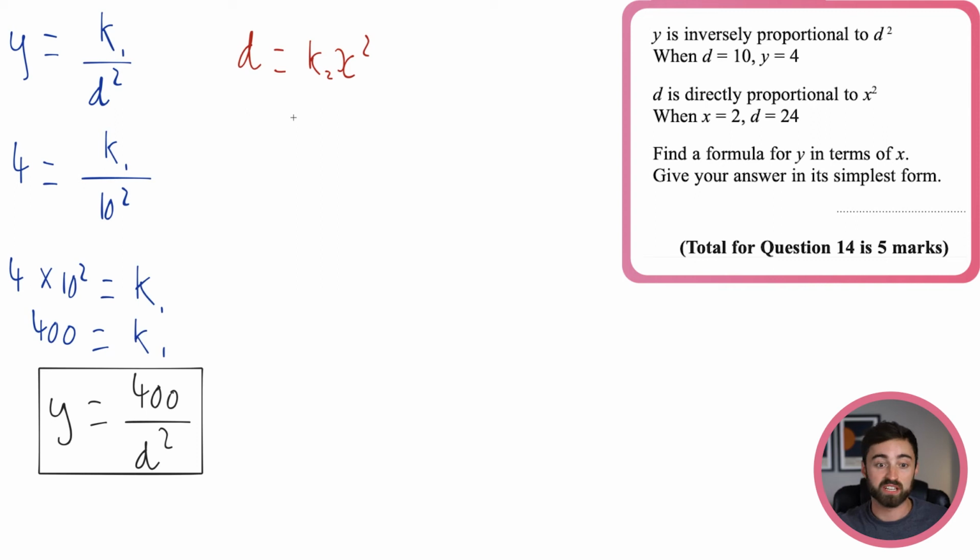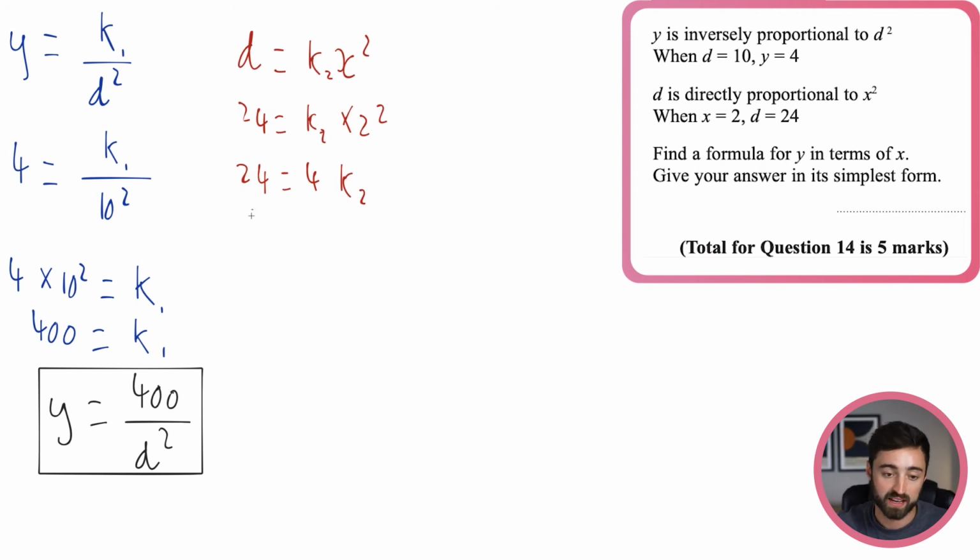Essentially, we do the exact same thing, right? When x is 2, d is 24, okay? So 24 is going to equal k2 times by 2 squared, right? So, because x is 2. What is 2 squared? It's 4. So I get 4k2 equals 24. Divide by 4, and I'm going to get k2 is 24 over 4, which is 6. Okay, what does that tell us? That tells us that d is equal to 6x squared.